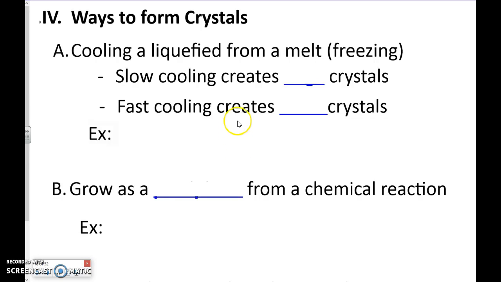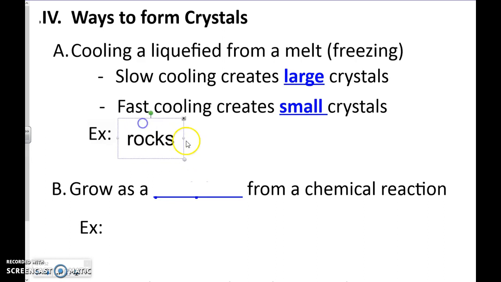So first step, cooling, liquefy, or melt. If it's slow cooling, what do we get? So it's cooling, they can get bigger. So we have large crystals. Fast cooling creates small crystals. And we talked about that already with the rocks. So that's a great example of cooling from a melt. Another one would be frost.